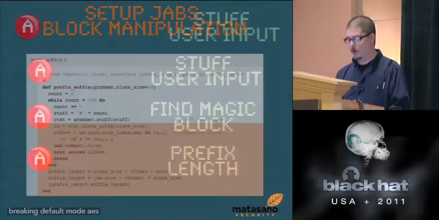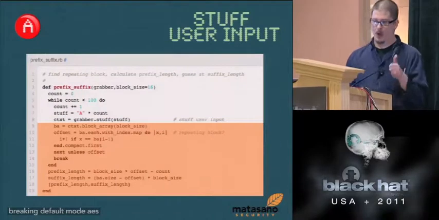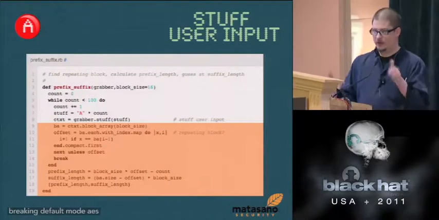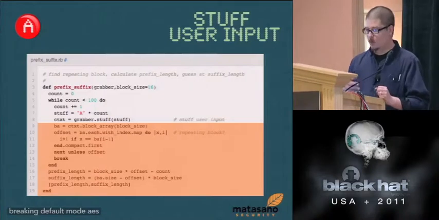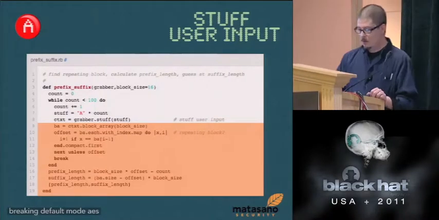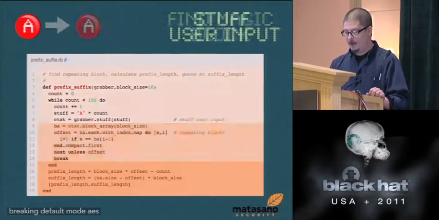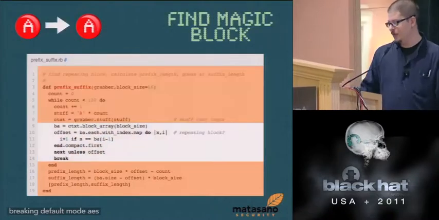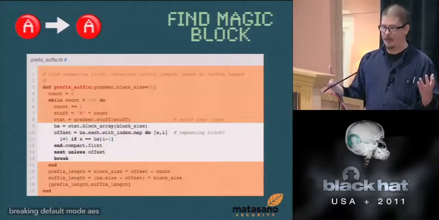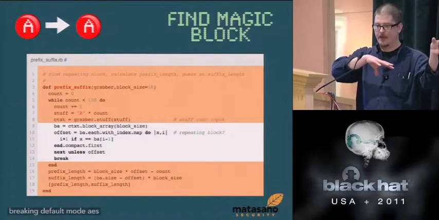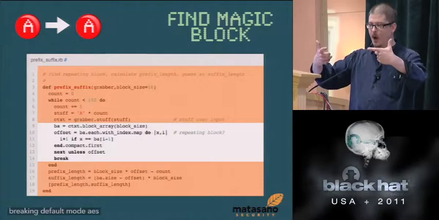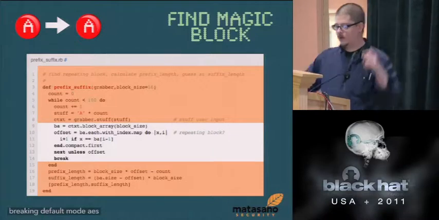So the first thing we're going to do is stuff the user input 1 byte at a time, right? So we're going to start with A, then we're going to go to AA, then AAA. Each time we're making a new request and seeing what comes back. As we do that, we're going to check each time to see if any blocks repeat. We're going to find the magic block, right? So if you remember back to the hex dump, we know that the encryption of all A's is that string.